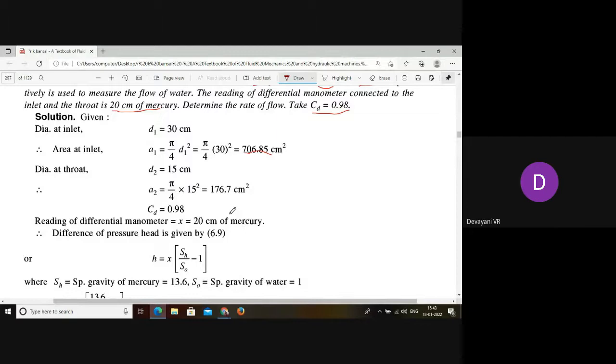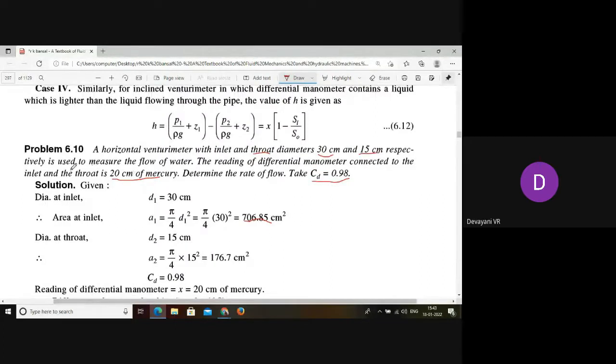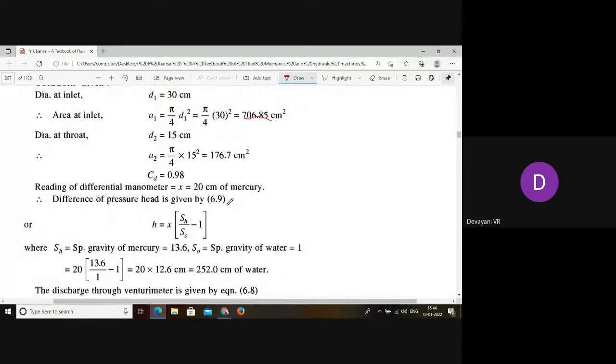They have given it in terms of mercury, but we should calculate the discharge for the flow of water. They have given that it is used to measure the flow of water, isn't it? But the value given is in terms of mercury. So here we should convert the value of mercury into water. One second, guys.